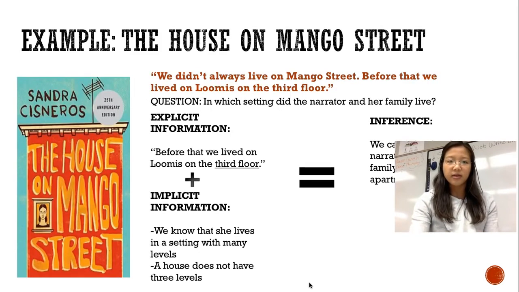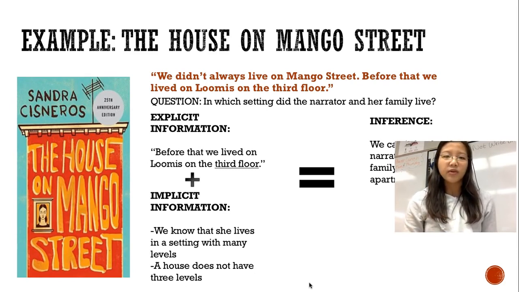So moving on, we have another example from a quote from the novel The House on Mango Street by Sandra Cisneros. The narrator says, "We didn't always live on Mango Street. Before that, we lived on Loomis on the 3rd floor." And the question that we have to answer using an inference is, in which setting did the narrator and her family live?